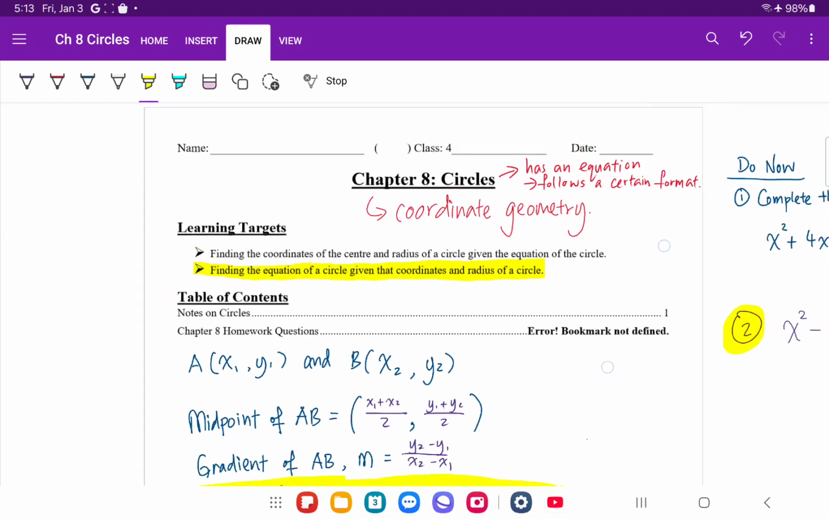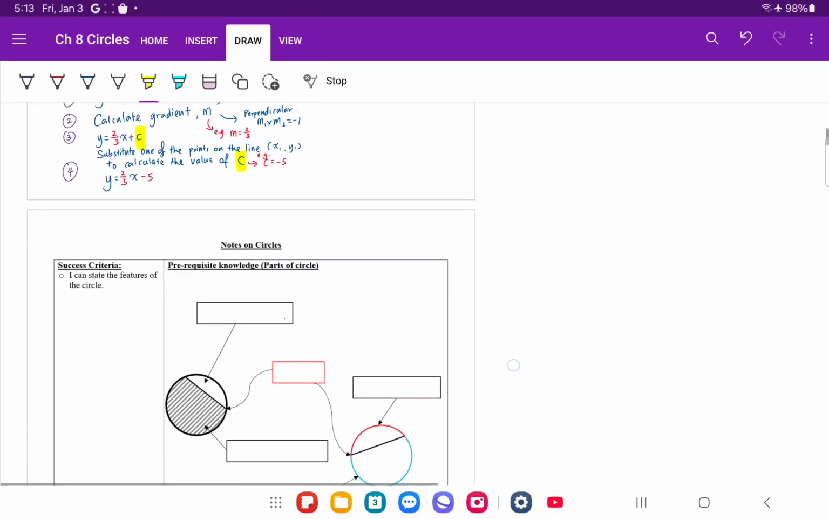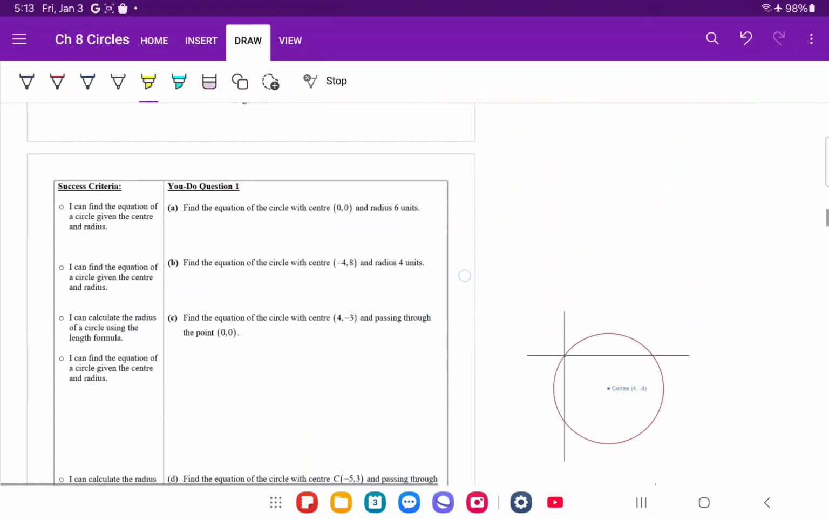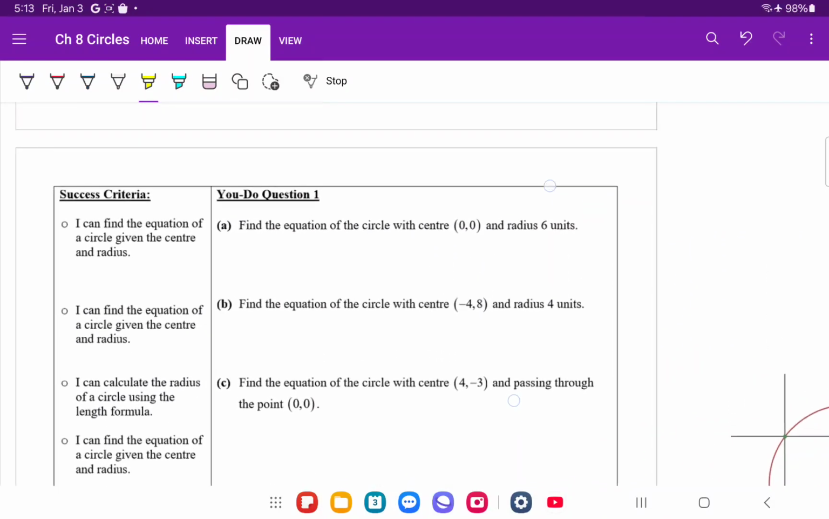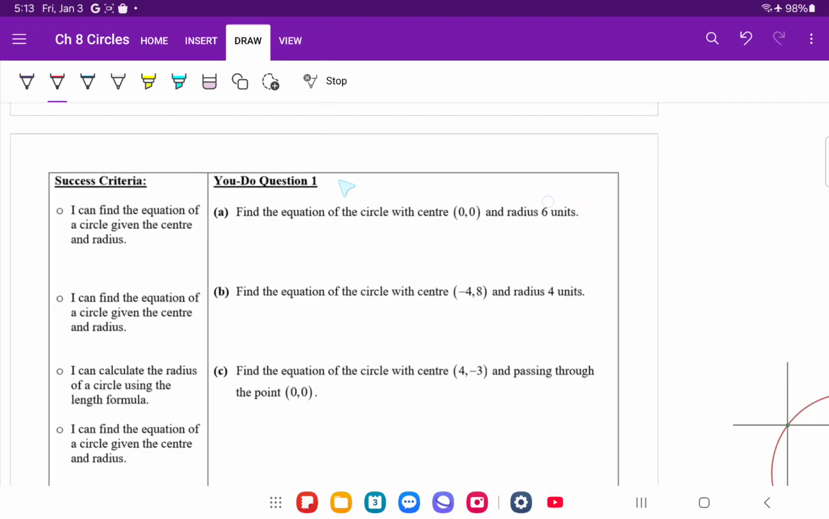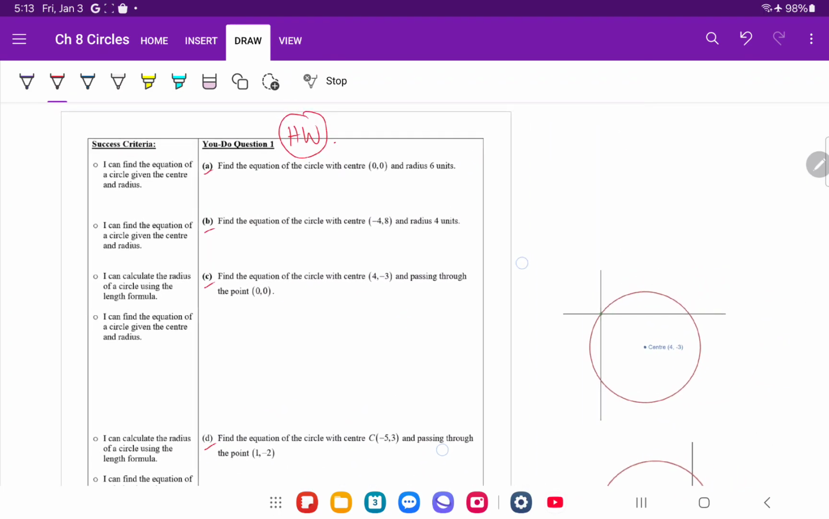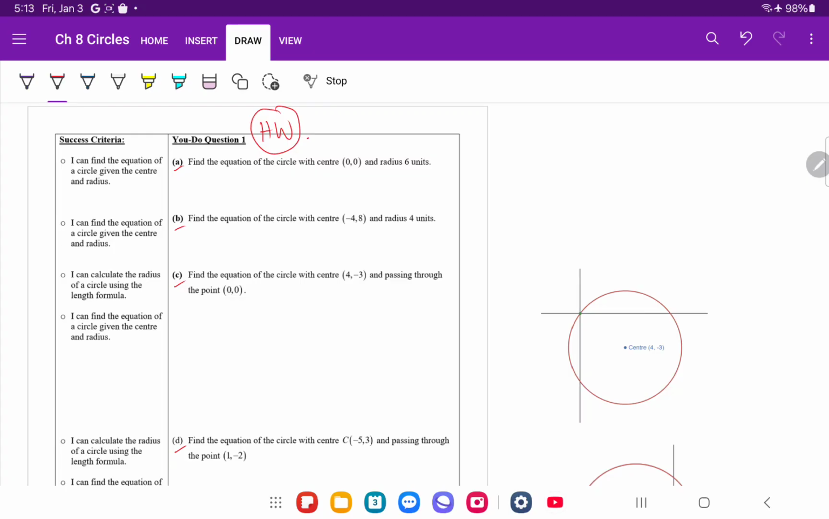Alright, now there is one last bit before I end today's lesson. I will need you to do the next page, the You Do question 1, parts A, B, C and D, as homework. The questions are similar to the We Do example.